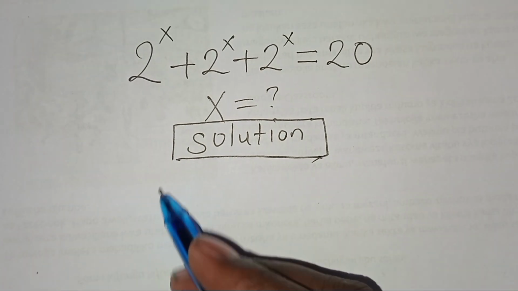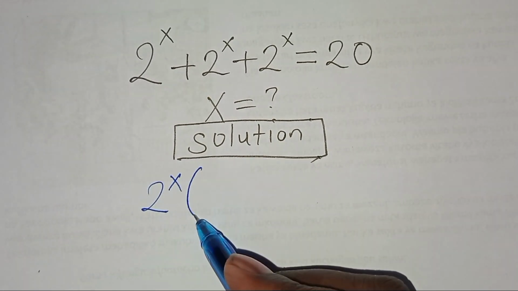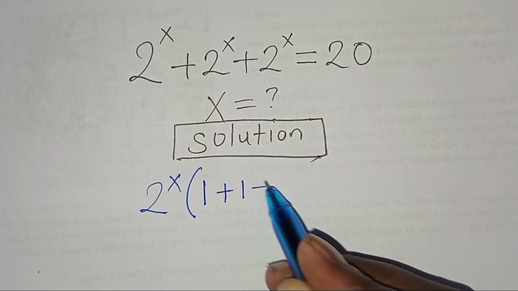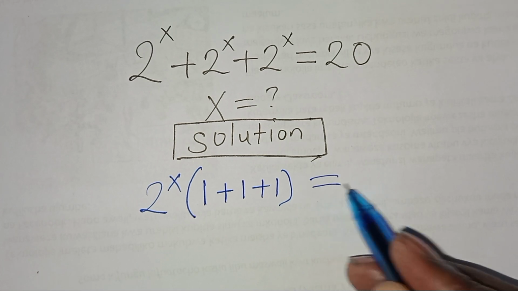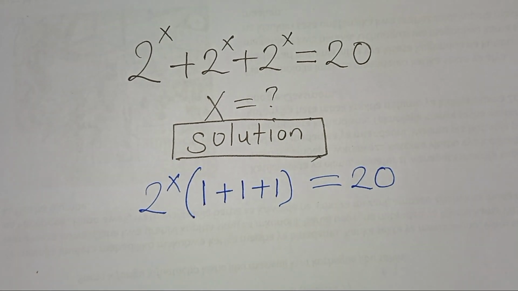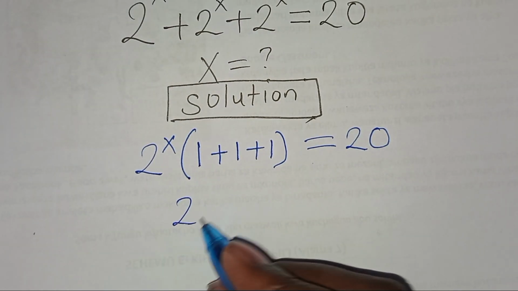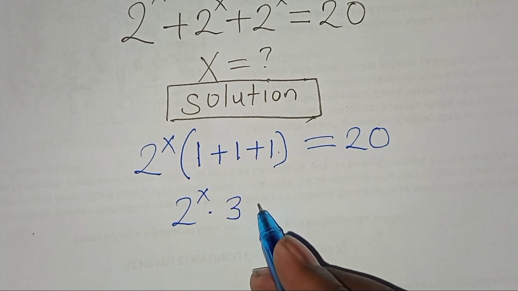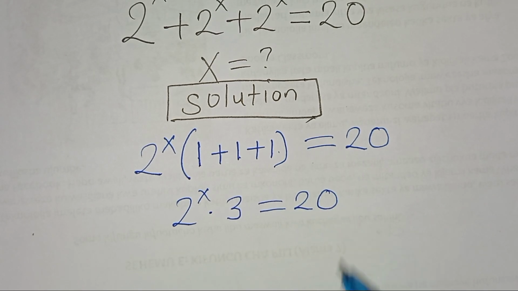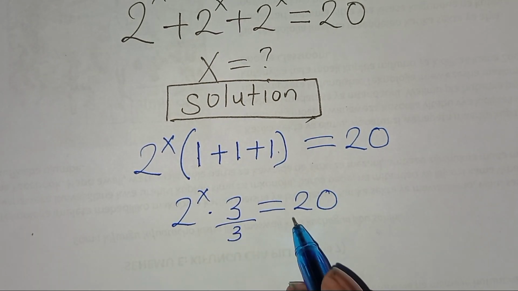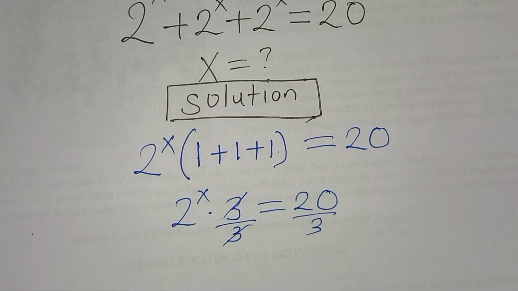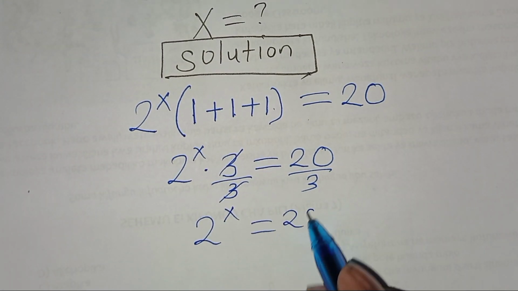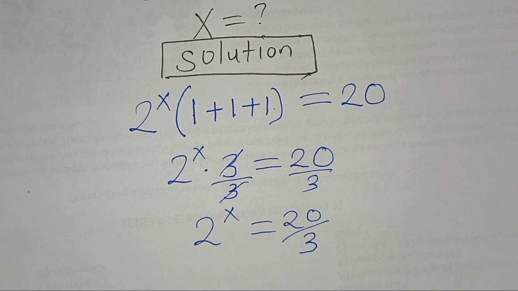Now you find that 2 to power x here is common. So let's factor out 2 to power x so that we'll have 1 plus 1 plus 1. This is equal to 20. So in this case, we'll have 2 to power x multiplying by 1 plus 1 plus 1, and this is equal to 3. So this is equal to 20. Let's divide both sides by 3 so that now here we'll have 2 to power x. This is equal to 20 divided by 3.